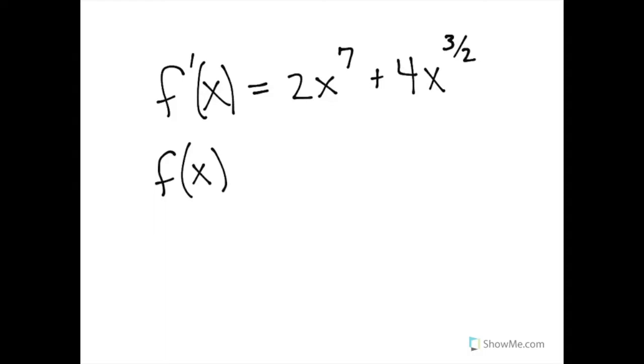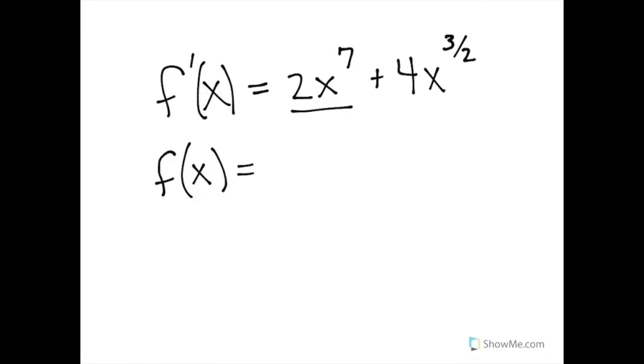F prime of x looks like 2x to the 7th plus 4x to the 3/2. Okay, and this is f prime of x, so what we want to know is what does f of x look like? Okay, so again, I'm going to structure this in the same way. When you're dealing with the 2x to the 7th part, by the way, you can handle this term by term, just like we did when we were taking derivatives.